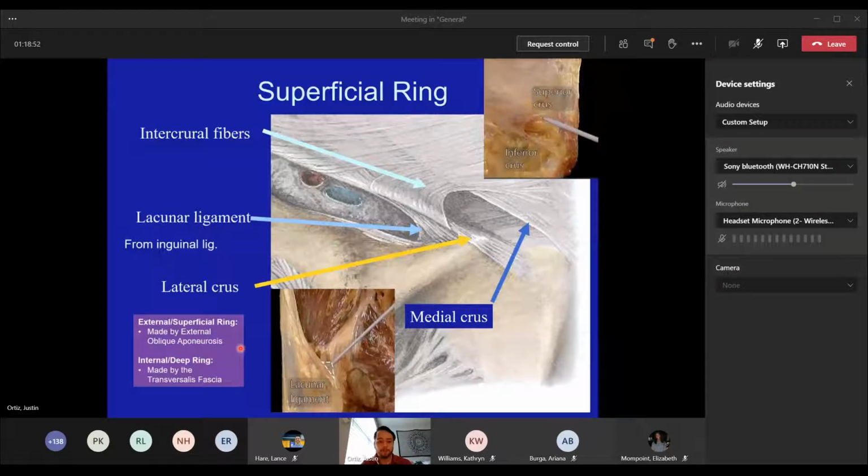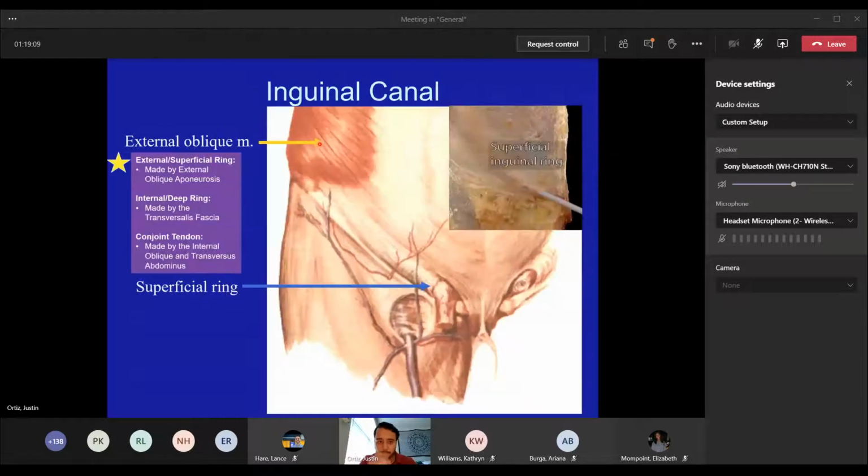Again, I put a note here. The external or superficial ring is made by your external oblique aponeuroses. So this ring right here is the external oblique aponeuroses, while your deep ring, also known as your internal ring, is made by the transversalis fascia. So that's going to be located, obviously, deeper in here. Okay. Again, we talked about the first two.